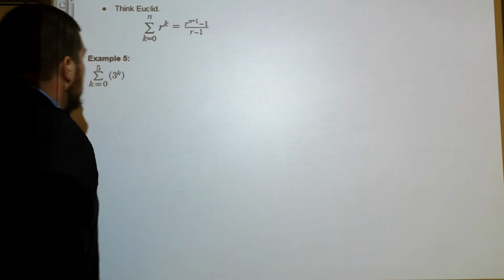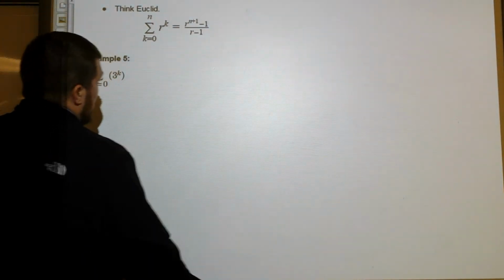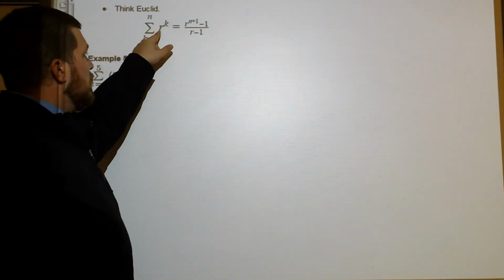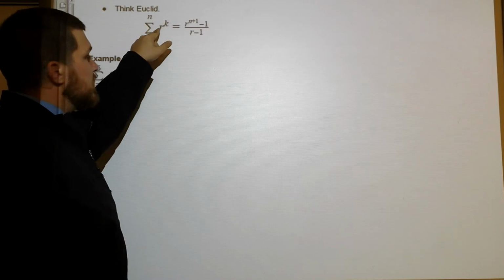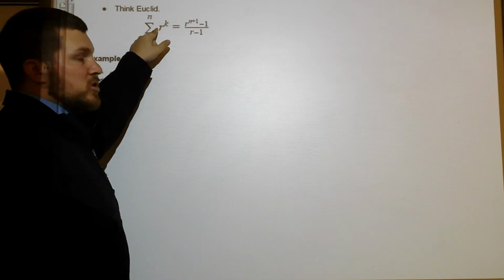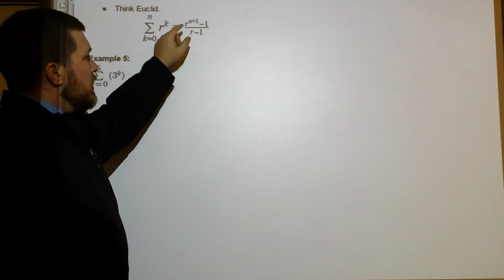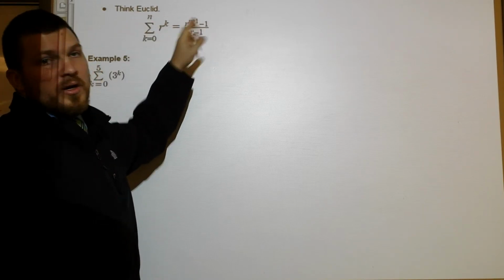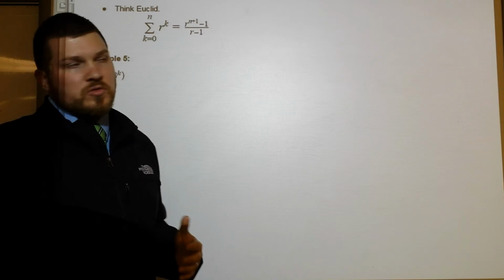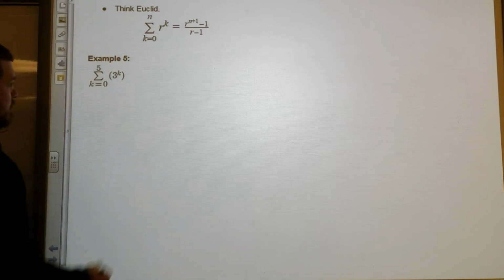Okay? So, think Euclid. It looks kind of complicated, but all you got to know when you're finding the sum of the sequence is that you need to know R and you need to know what N is. If you know that, then you just plug into the formula. And it's not that bad. It looks complicated, but it's really not. So let's try an example.